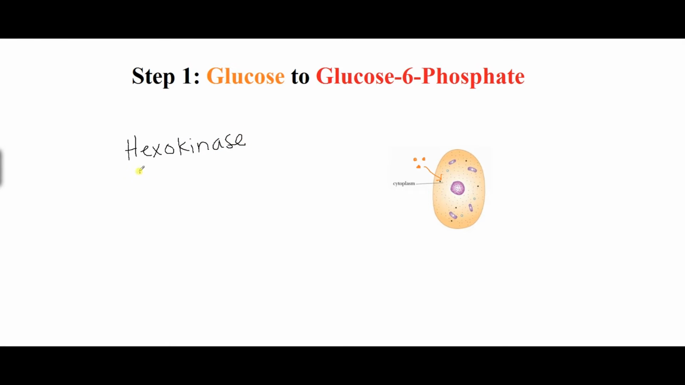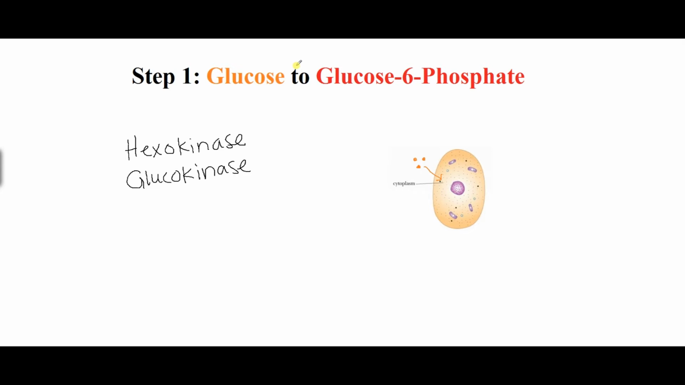And if we're talking about liver cells, then we are talking about an enzyme called glucokinase. And they both do the same thing. So we just take this general cell, and these enzymes then act upon glucose and phosphorylate it, which means that they add a phosphate group to it.